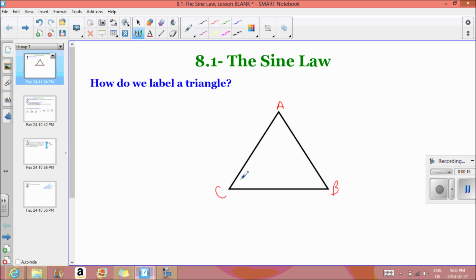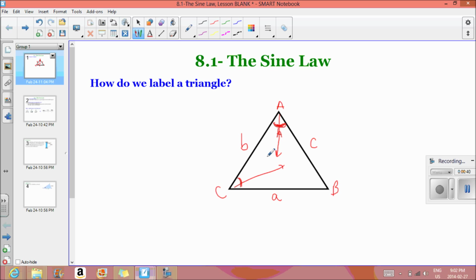And so if we're talking about this angle, it would be capital C. This angle would be capital A. And so we use capital letters for angles. Now for the lowercase, if we're going to talk about side lengths, if we say that this is capital A for the angle, if we go to the opposite side, we must label this as lowercase a. And likewise for the rest of them. So this would be lowercase c and lowercase b.